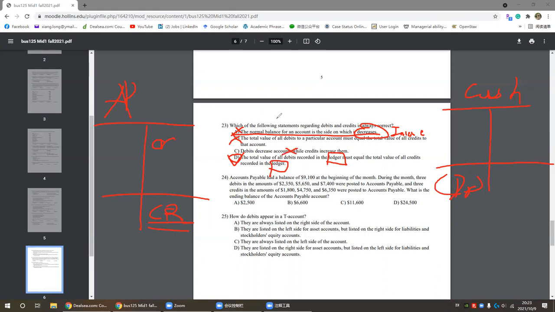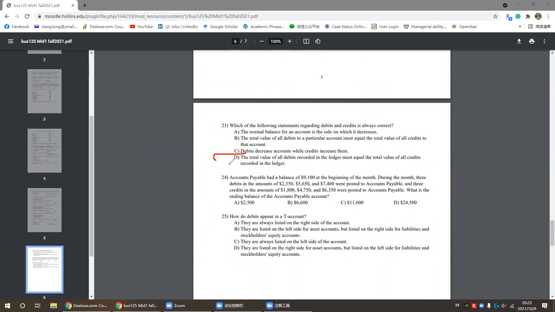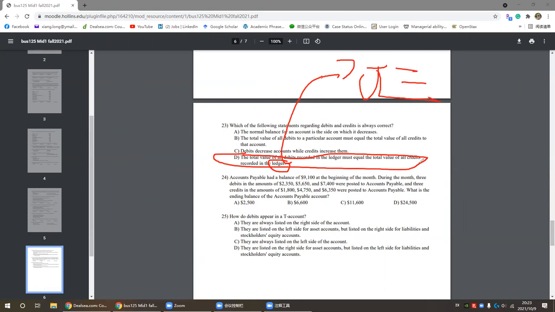Then that's wrong, right? Because we need to separate these things into asset, liability, and equity. Debit increases assets, but decreases liability and equity. So the only correct answer in this case is D. Whenever you see ledgers, this is the same thing as the journal entry. Ledger is just another way to say journal entry.